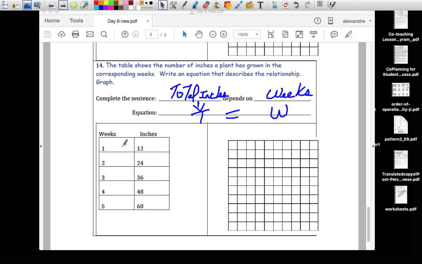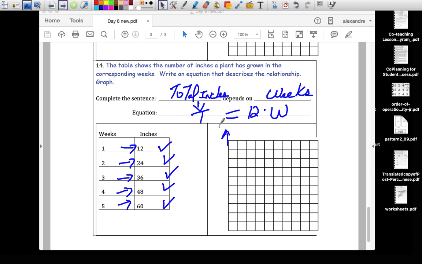What's the relationship here though? Go side to side. And it looks like it's a times 12 relationship. 1 week would be 1 times 12, which is 12. Check. Let's see 4 weeks. If it's 4 weeks, 4 times 12 is 48. Check. So all these seem to work. All right, so that's my equation.